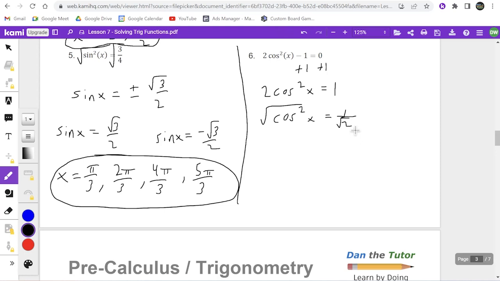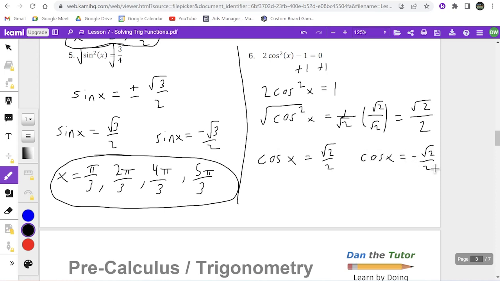What does rationalizing mean? It means I'm going to multiply the numerator and denominator by root 2 over root 2. So for the numerator, I have 1 times square root of 2, which is square root of 2. In the denominator, root 2 times root 2 is just 2. There we go. And this looks a lot more familiar to me because I know that cosine is root 2 over 2 in the pi over 4 family. Anyway, since it was squared, I do need to say plus or minus. So cosine x equals root 2 over 2, and cosine x equals negative root 2 over 2.